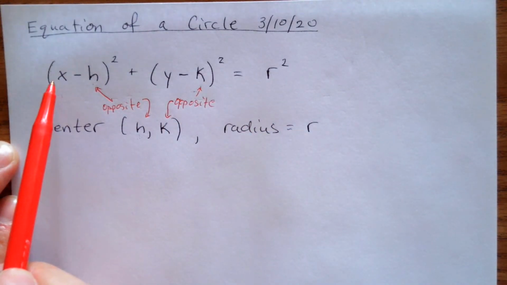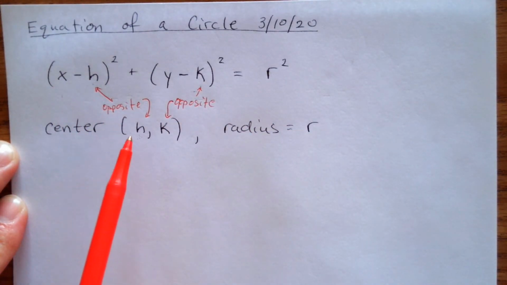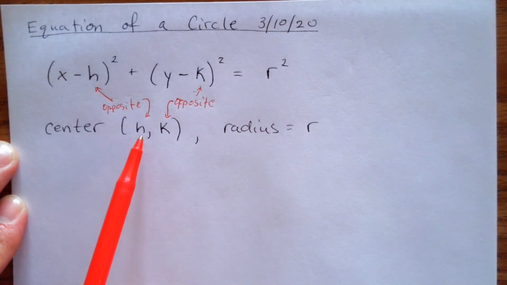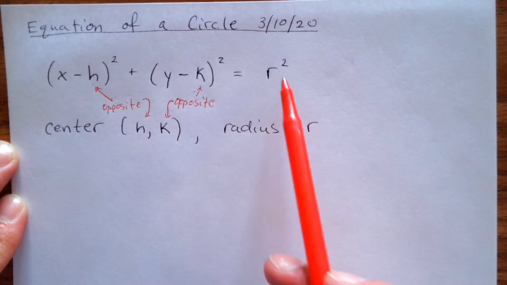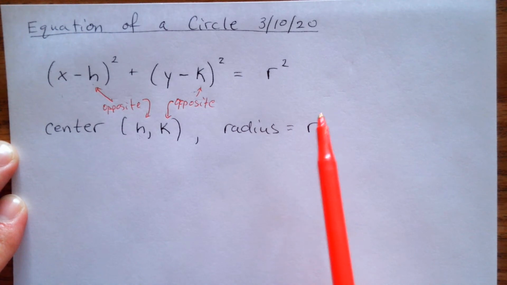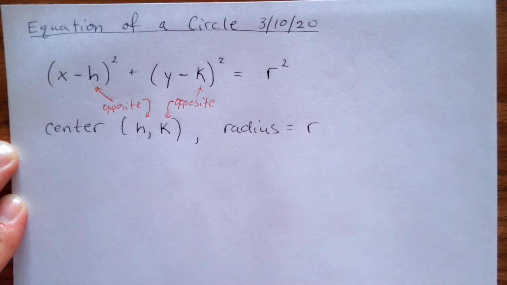So if I had x plus 7, I would have a negative 7 here. If I had x minus 2, I would have a positive 2 here. You put in the opposite for the center. And then whatever this number is, you'll square root it, and that's what the radius will be. So it will look something like this.